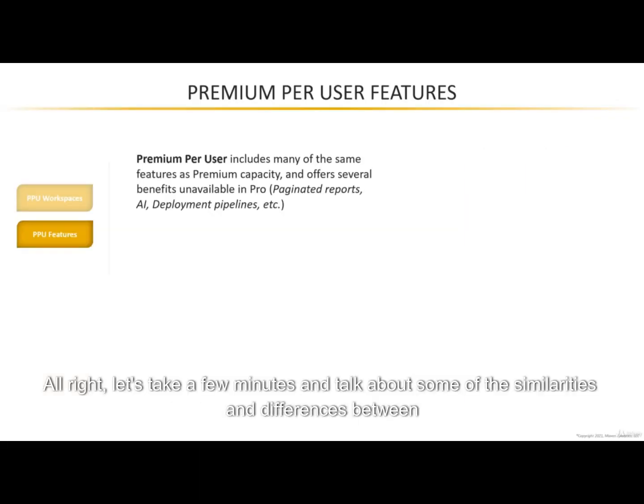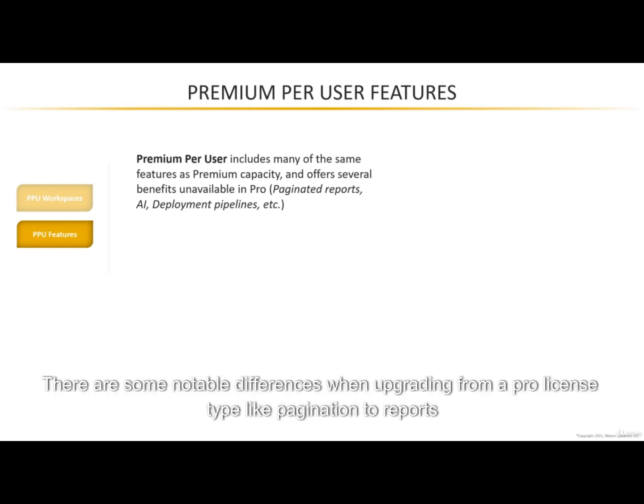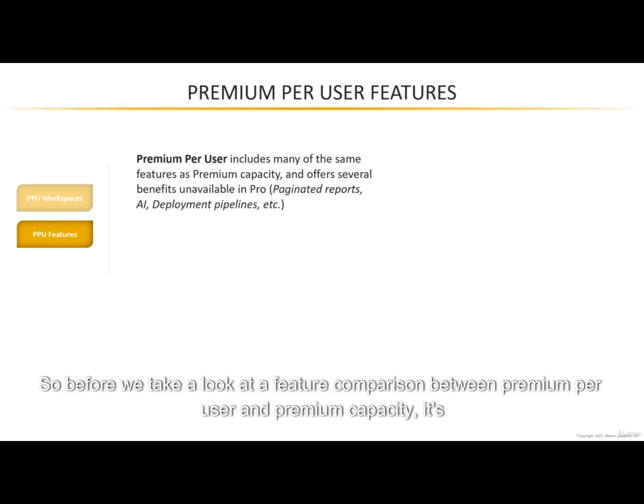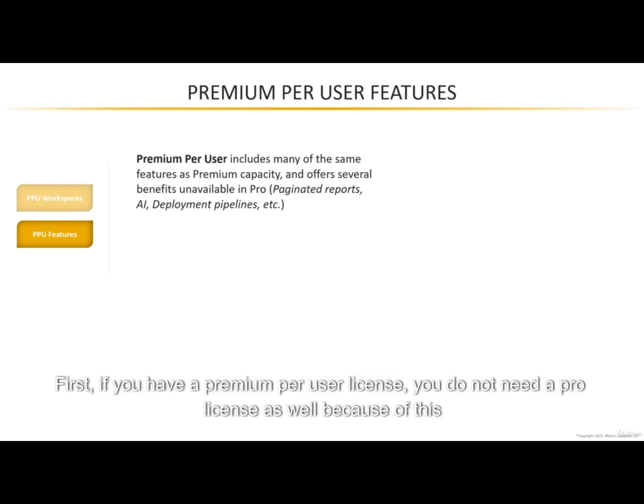All right, let's take a few minutes and talk about some of the similarities and differences between a premium per user license and a premium capacity. While premium per user offers many of the same features that a premium capacity does, there are some notable differences when upgrading from a pro license type, like paginated reports, AI capabilities, and deployment pipelines. So before we take a look at a feature comparison between premium per user and premium capacity, it's important to understand a couple of things.